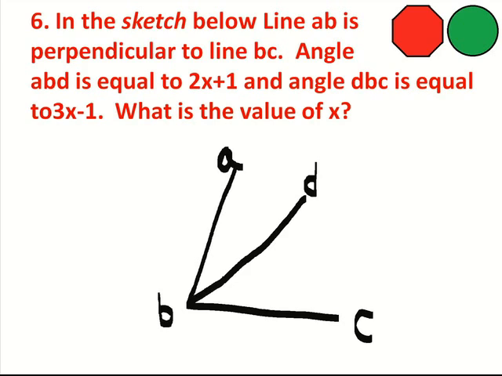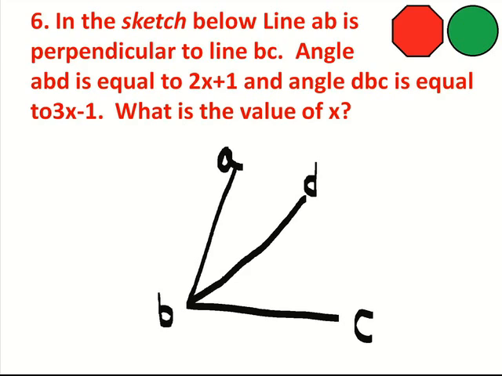Alright, let's see how you did. It says, in the sketch below, line AB is perpendicular to line BC. Angle ABD is equal to 2x plus 1, and angle DBC is equal to 3x minus 1. What is the value of x?